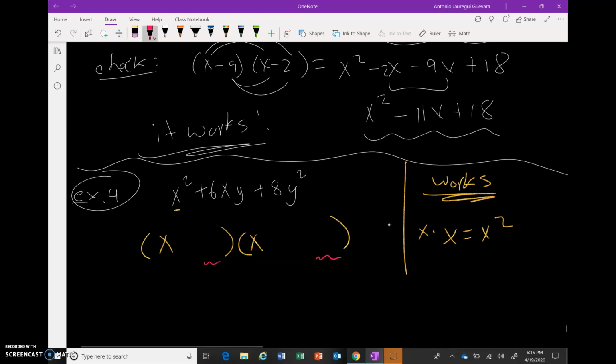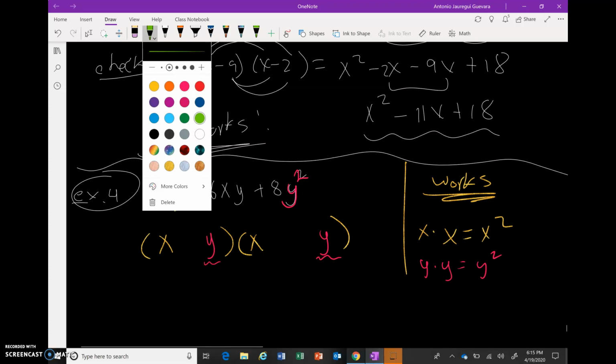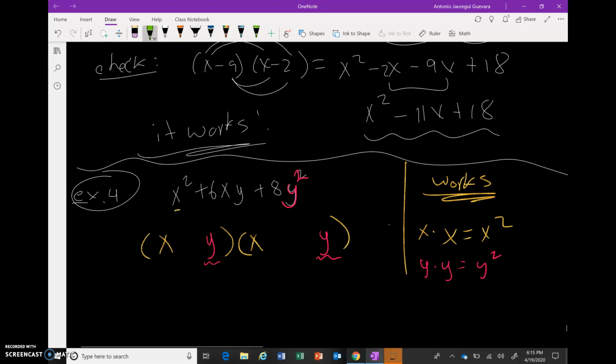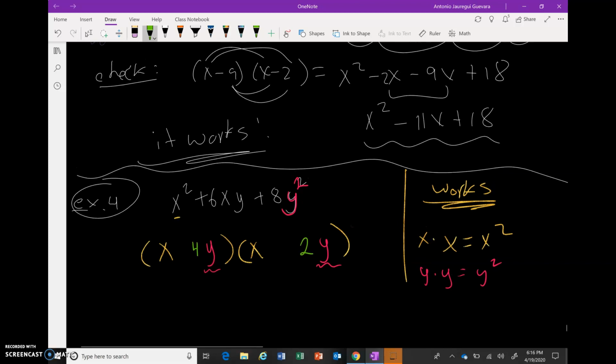Because I want to think about this y here for a second. First of all, y times y will give me y squared. That works. Now I'm going to think about the numbers. What two numbers give me 8? Well, 4 times 2. Those are the first two numbers I think about. So 4 times 2 gives me 8.